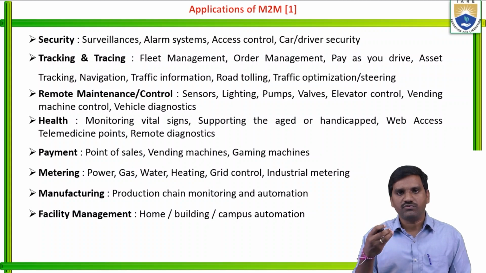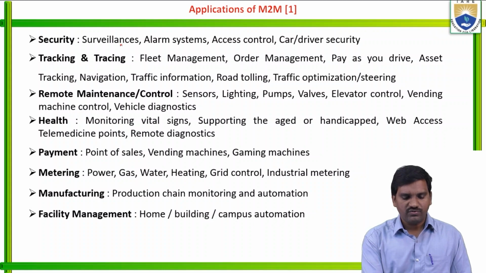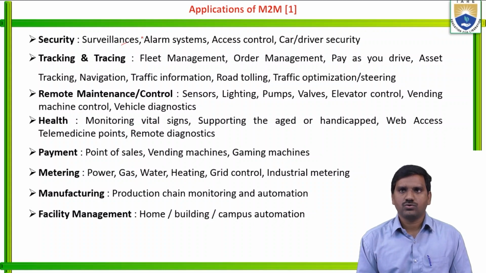We have different kinds of applications of machine to machine technology. First one, security. In terms of security, we have to secure our system and protect our belongings. Here we have surveillance, alarm systems, access control, and car driver security. Like that, in different domains, we can provide security.